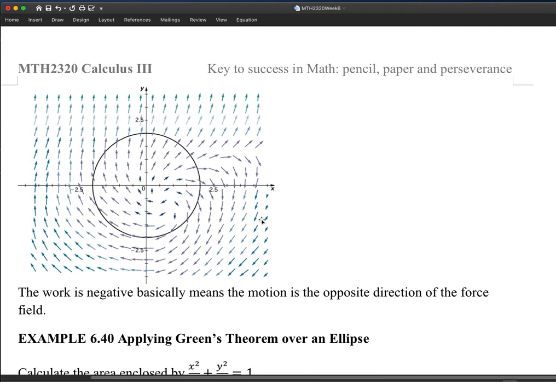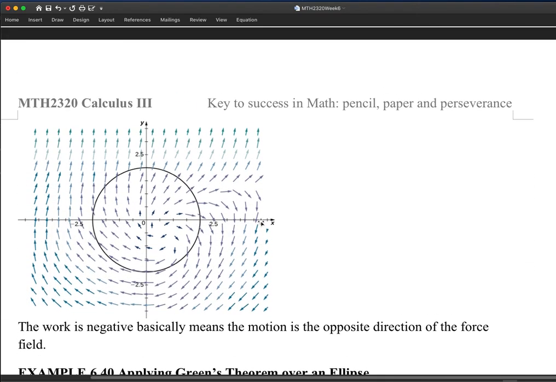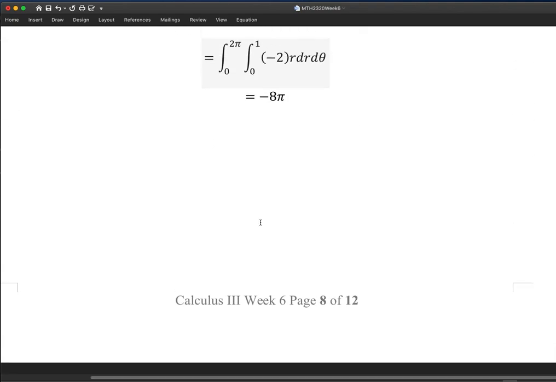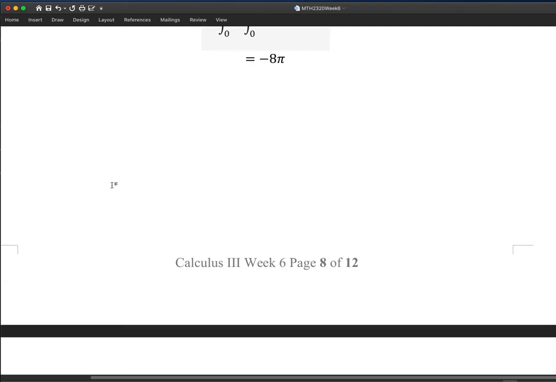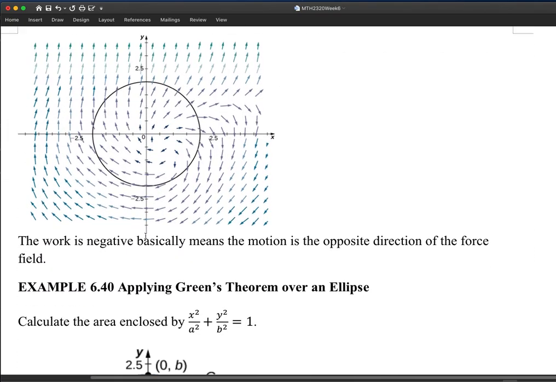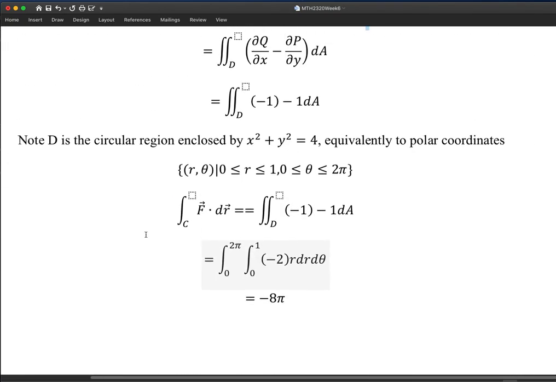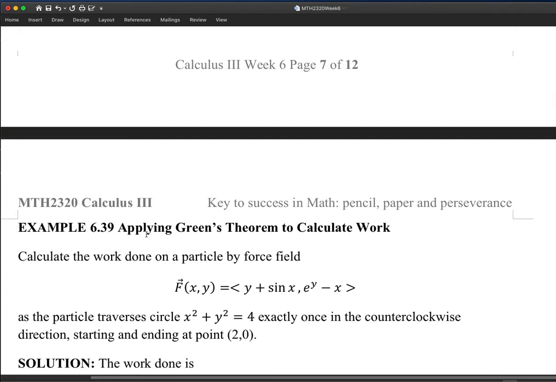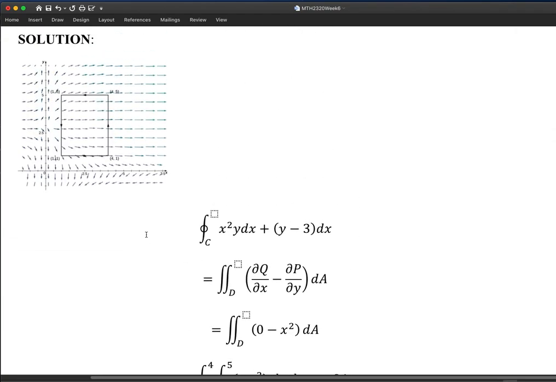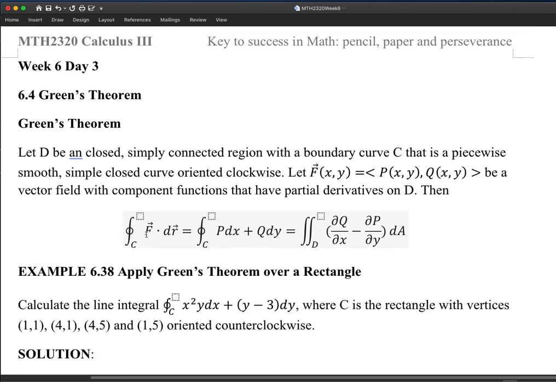So mostly this is the fundamental Green's theorem. Okay. And the other thing I just want to say here is that Green's theorem and the fundamental theorem of line integrals are consistent. They are consistent. Okay.